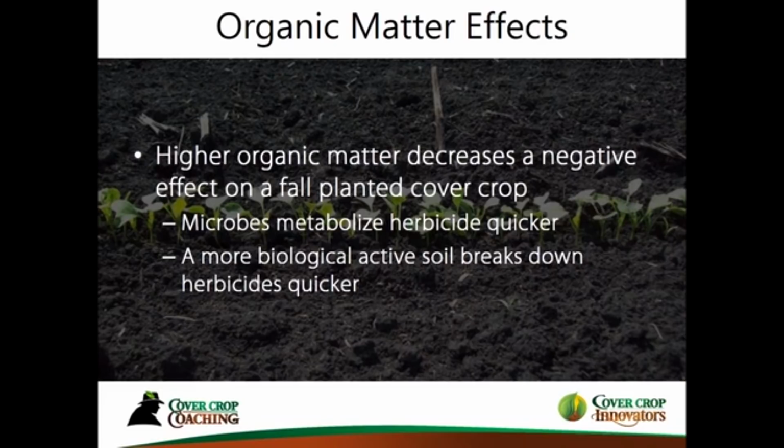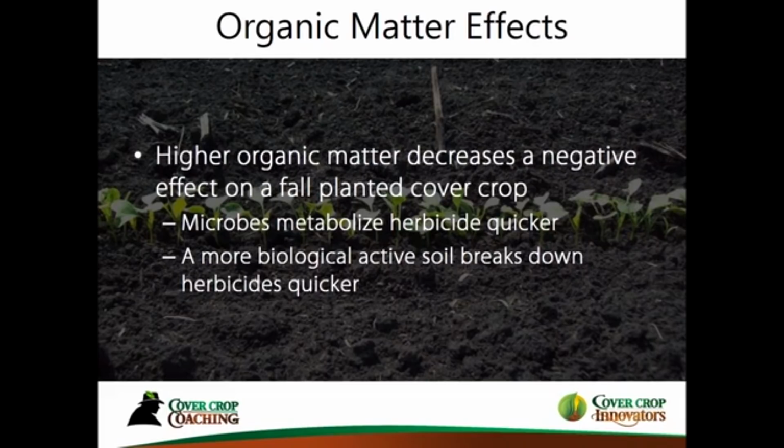And that is directly related to how organic matter is able to, I look at it this way, higher organic matter usually has more microbes in it, and they help metabolize that herbicide quicker. And there's probably other things there that I don't fully understand, but I would also add here that a more biologically active soil breaks down herbicides quicker as well.